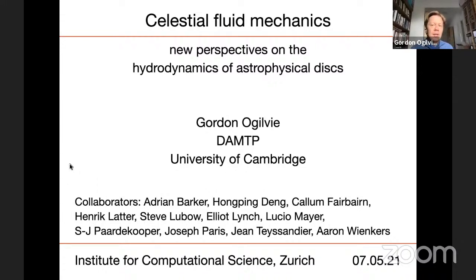Yes, so this is a strand of research that's been going on for a while and has involved quite a few collaborators over the years, most of whom are listed here.